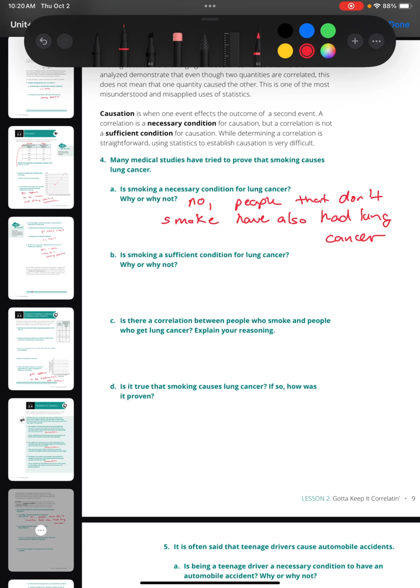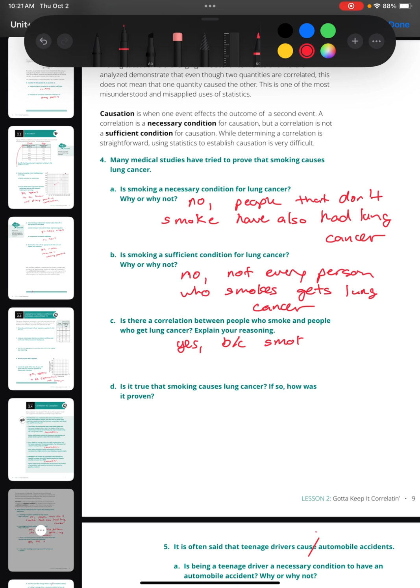Okay, is smoking a sufficient condition for lung cancer? So again, if it's not directly, we would say no, because not every person who smokes gets lung cancer. So that alone is not a sufficient condition. So C, is there a correlation between people who smoke and people who get lung cancer? Yes, there is a correlation because smoking does increase your risk of lung cancer.